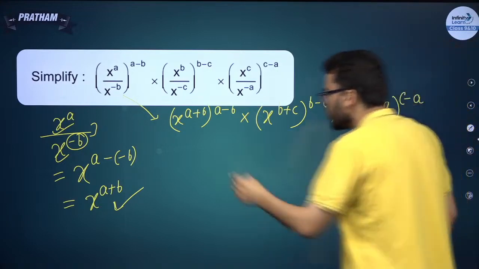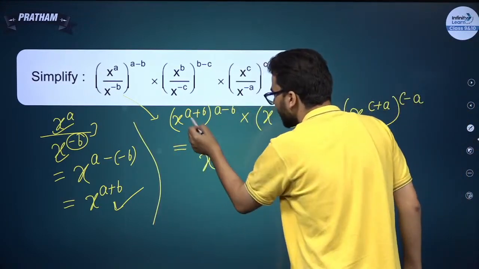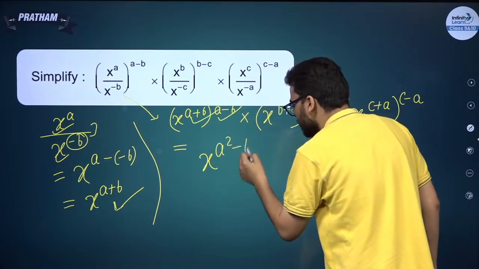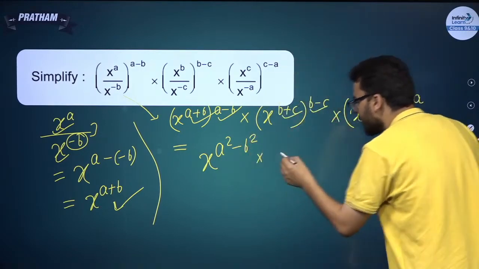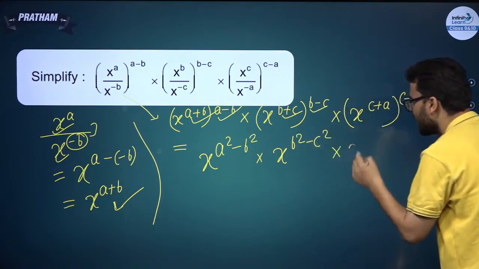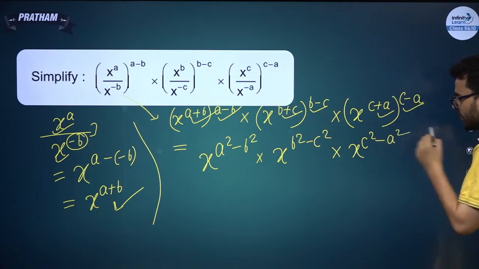Exactly. Now you know that power of power, it will get multiplied, right? So basically a plus b, a minus b, so it is a square minus b square. You have studied this since childhood. In the same manner, b plus c, b minus c will be b square minus c square. In the same manner, c plus a, c minus a is what? c square minus a square.